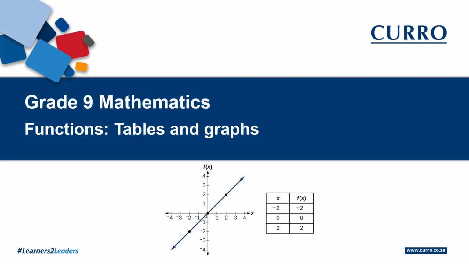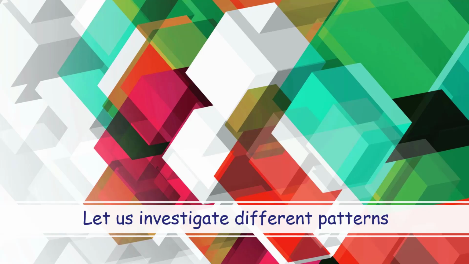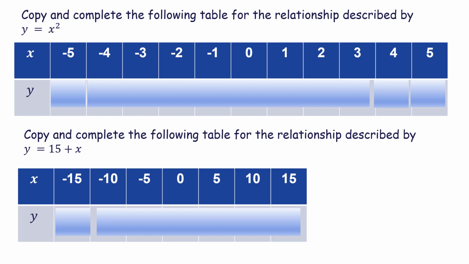Functions, tables, and graphs. Let us investigate different patterns. So let's look at this function, y is x squared. If x is negative 5 and we substitute negative 5 for x, what is y? 25. Remember, negative 5 times negative 5 is positive 25.